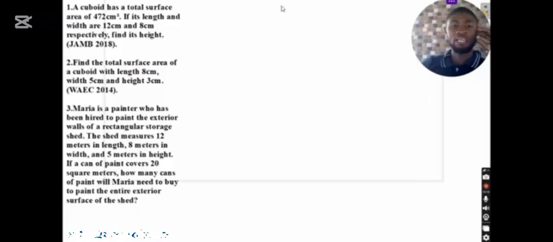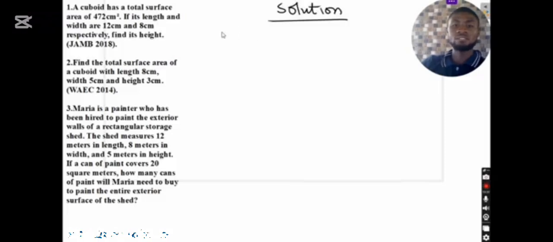Example number 1 says a keyboard has a total surface area of 472 centimeters squared if its length and width are 12 centimeter and 8 centimeter respectively. Find its height. This is JAMB past question 2018. So let us see how to solve this. Solution.